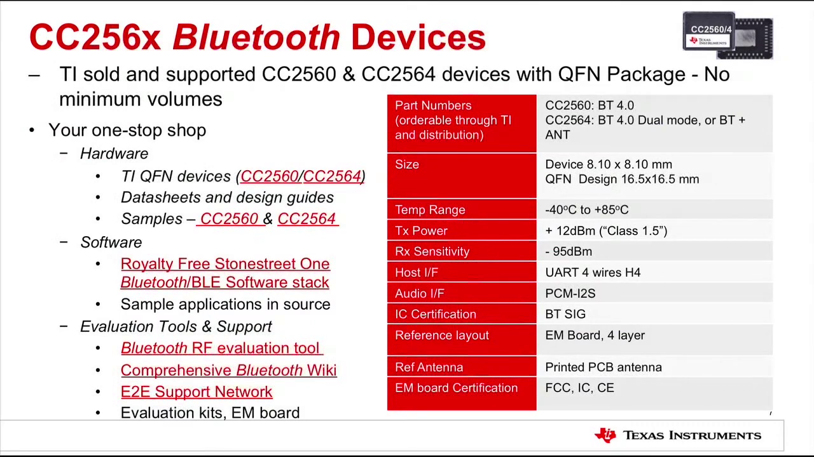So let's talk about the hardware a little bit. I talked about the different offerings that we have. This is showing it for the QFN Package solution, and it's really kind of a one-stop shop from TI. You have the hardware solution with the devices. Samples are available. You can buy kits and things like that as well. And then the software. We have the software online for TI platforms as well as directly from Stonestreet One for other solutions. There's evaluation tools if you want to get started. There's an RF tool, a comprehensive wiki with a lot more detail, and a support forum.